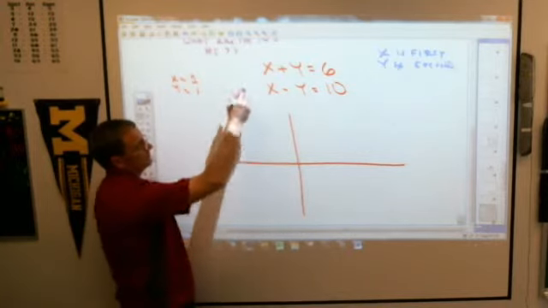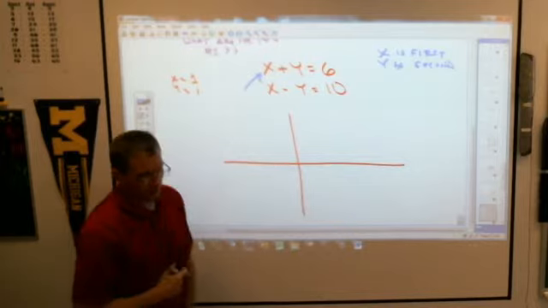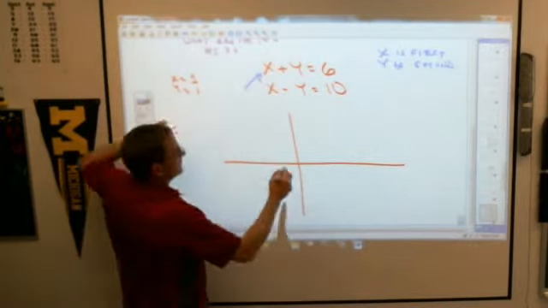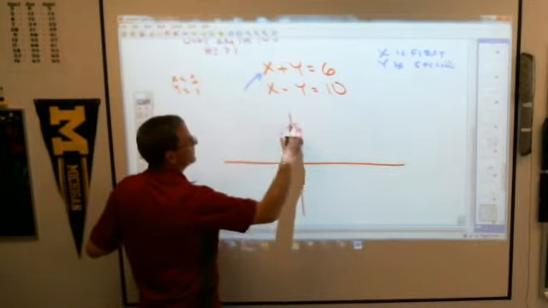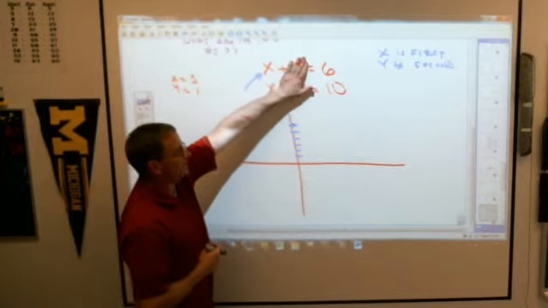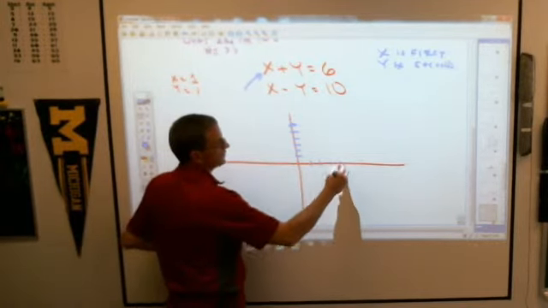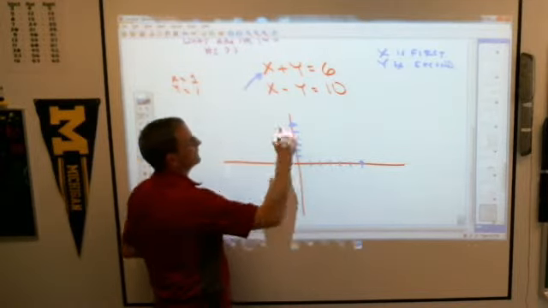So, the first equation: what are my x and y intercepts? If I cover up the y, x is 6. You'd better know this for the quiz today. If I cover up the x, y is 6. So my line looks like this, right?